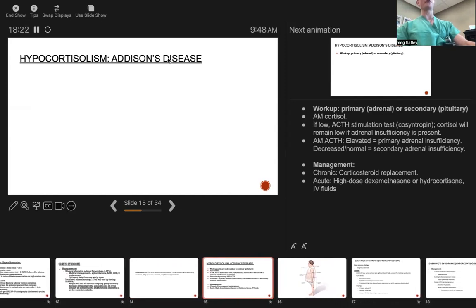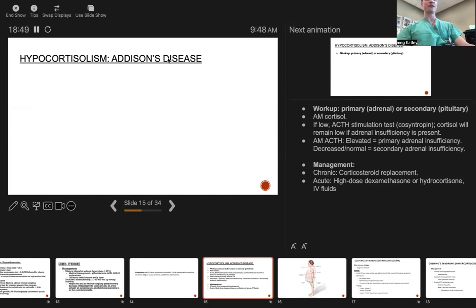So Addison's disease, otherwise known as hypocortisolism. There's 2 etiologies of this. One is peripheral, one is central. Can someone tell me what that means? So primary versus secondary. So if it's a primary cortisol deficiency, that means there's something wrong with the adrenal gland, and if it's secondary, that means there's something wrong with the pituitary. Great.